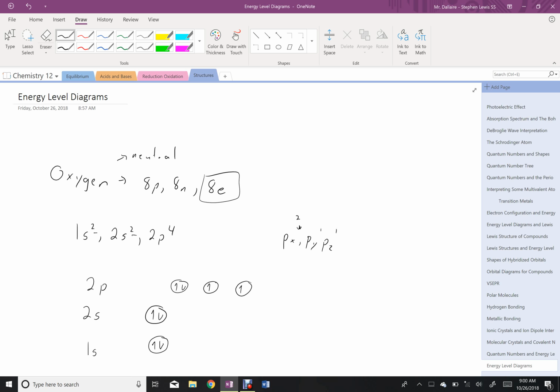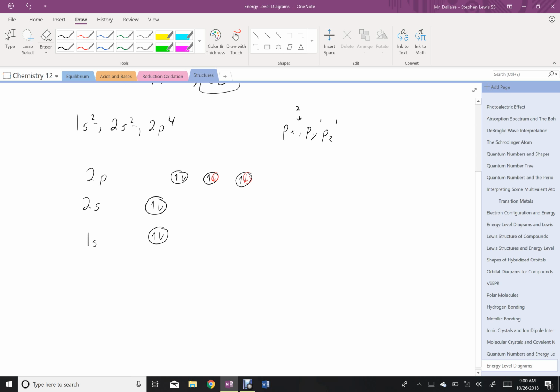What I can see from this energy level diagram is 2 clear spots where, if I wanted to make oxygen into its typical stable ion, I can see where I would add 2 electrons, or I could form 2 bonds to other things to make a molecule. So that's one of the ways we use energy level diagrams.